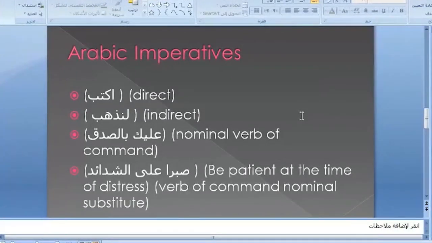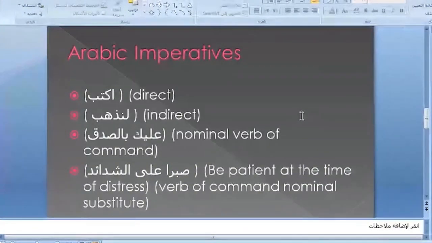And if we render this into English, we say "Let's go." So it is inclusive. I suggest going. Not only do you go, I also will go. So it is an inclusive imperative. In Arabic, they call it indirect.